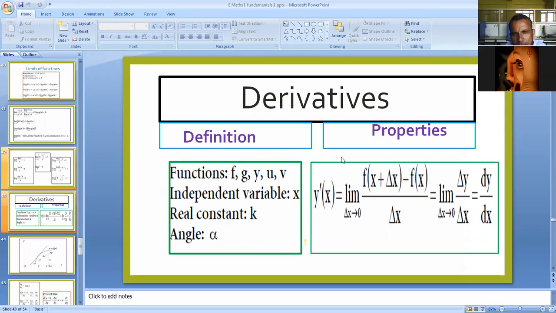Now if you know the meaning of function, meaning of limit, next to study here the derivatives. So derivative is totally based on the function and the limits. Okay. Definition and then properties. Functions are in the form of f, g, y, u, v. Independent variable is x. Real constant k and angle alpha.